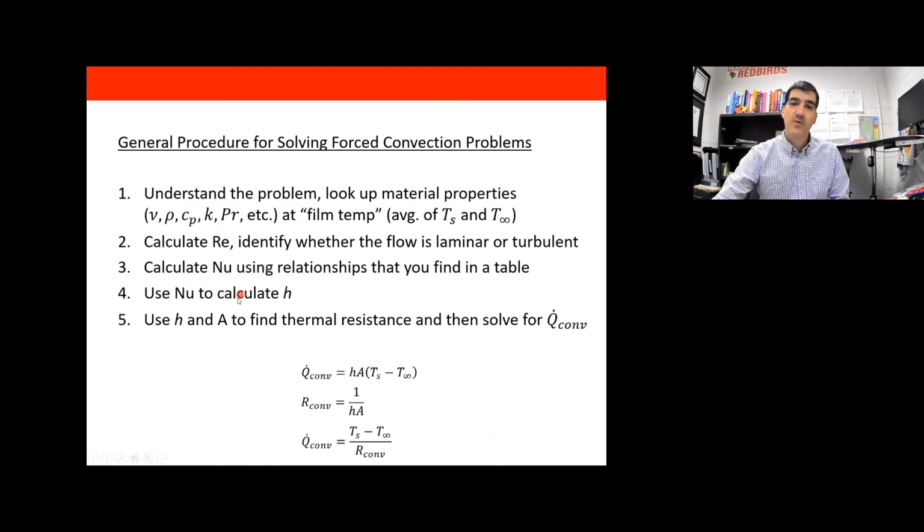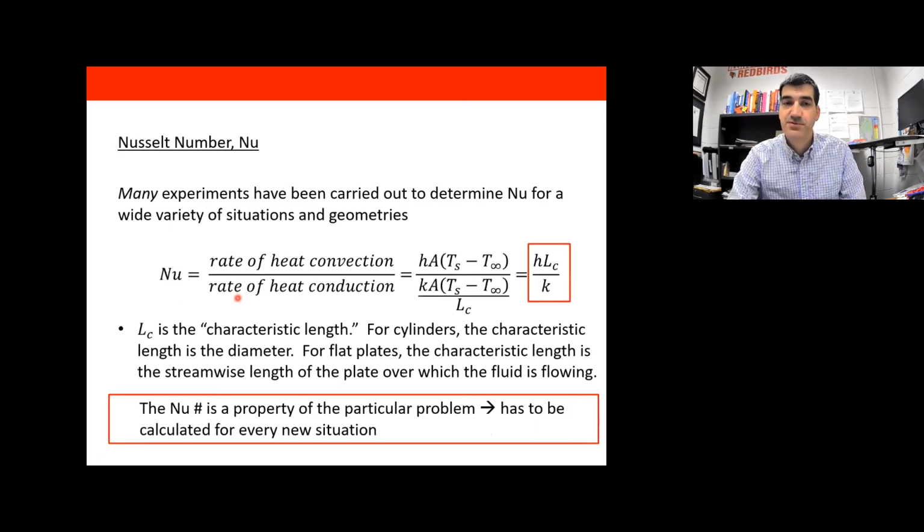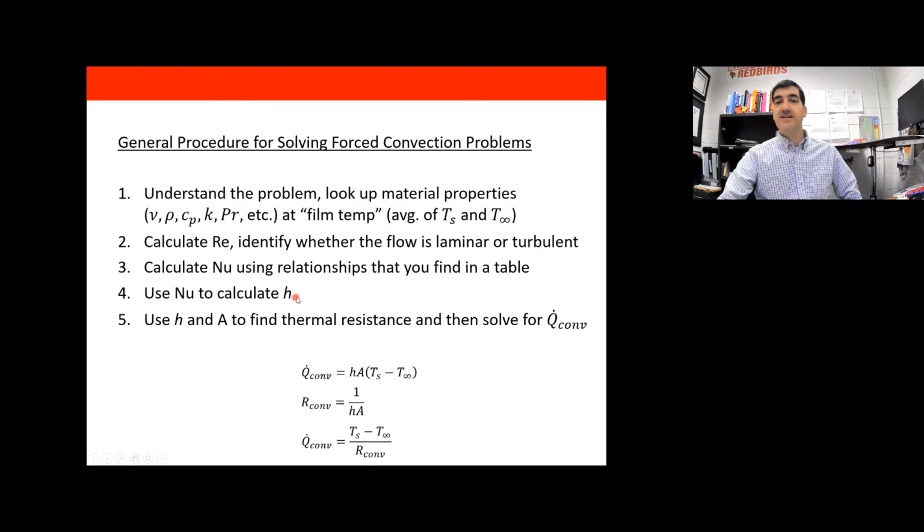And then in step 4, we use that value of the Nusselt number that we just got to calculate H. And to do that, we use the definition of the Nusselt number. It was in this previous slide here, where the Nusselt number equals H times L sub C divided by K. And now in this problem, now we know the Nusselt number. That's what we got in step 3. We know L sub C. That's just from the geometry. We know K because that is given in the problem. So now our only unknown is H, the convection heat transfer coefficient. So that is how we can find H.